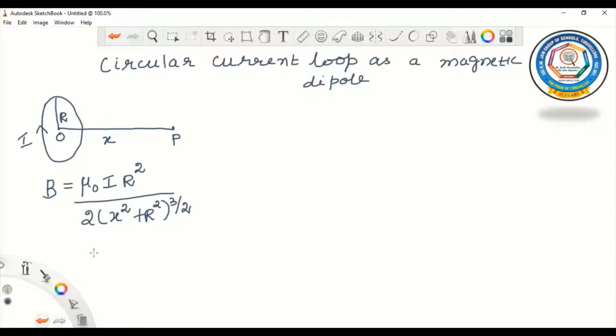Now let us assume x is the distance along the axis from the center of the loop. So we are going to assume x is very much greater than r, that is, at large distances. I told you initially that at large distances we want to see how this current loop behaves. If x is very much greater than r, we can ignore the r square term here. So the r square term is neglected.